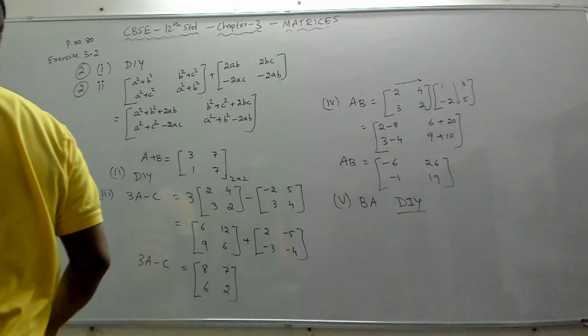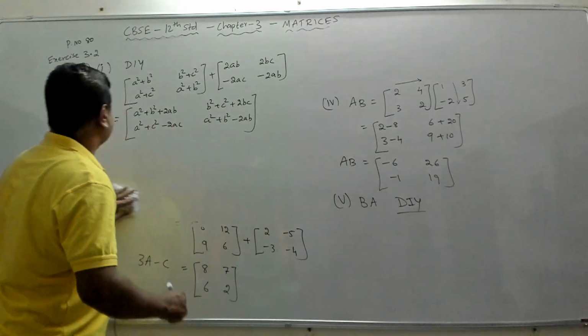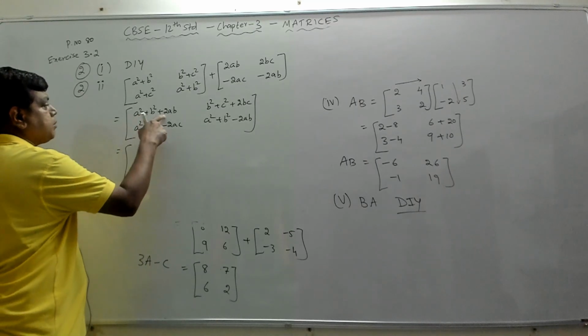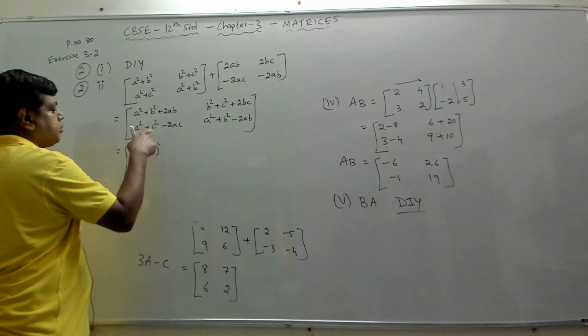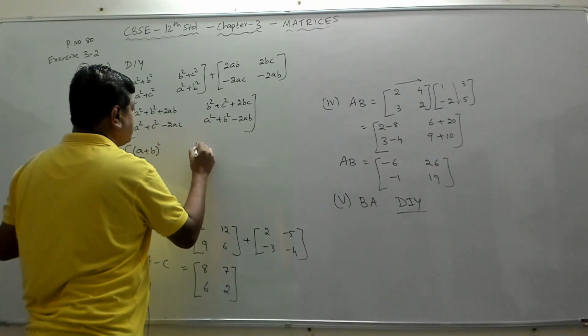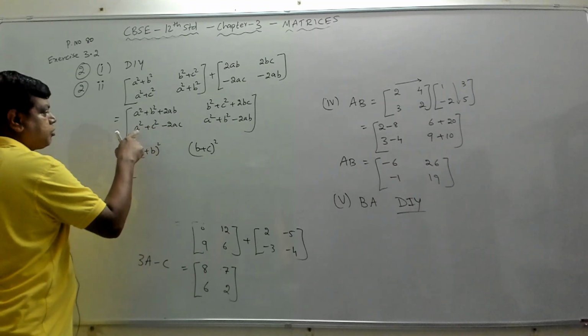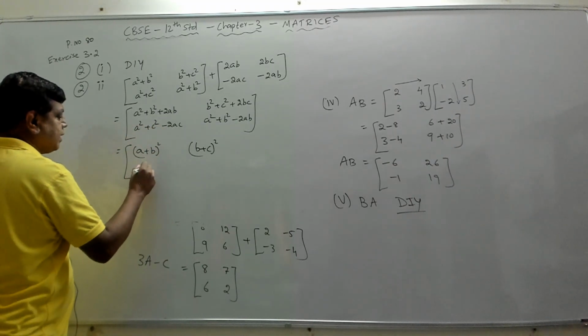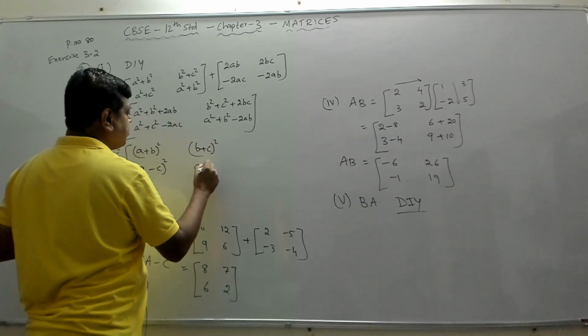Fine. So if you add them, this looks like our A plus B and A minus B whole square identity. So A square plus 2AB plus B square is A plus B the whole square. This is B plus C the whole square. And this is A square minus B square form, so A square minus 2AB plus B square is A minus C the whole square. This will become A minus B the whole square.